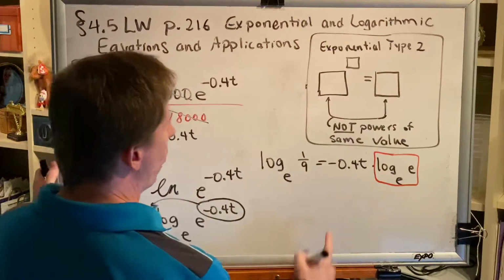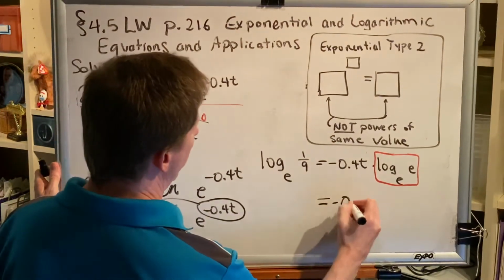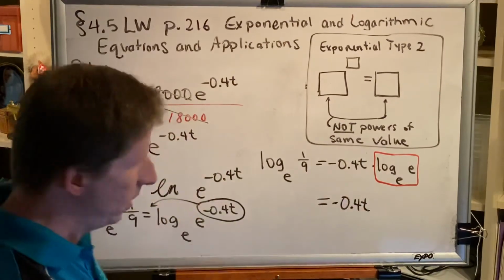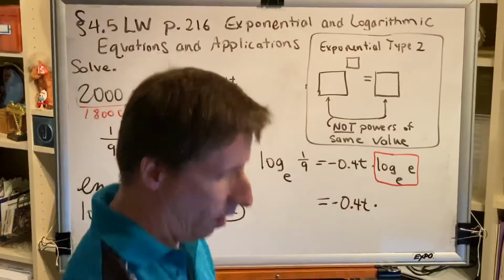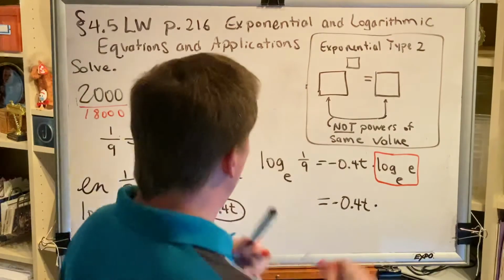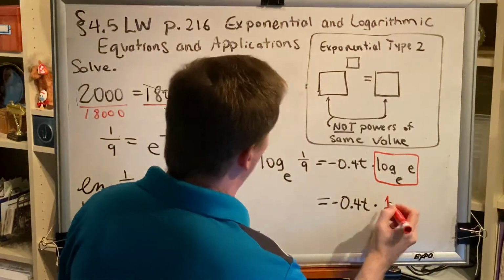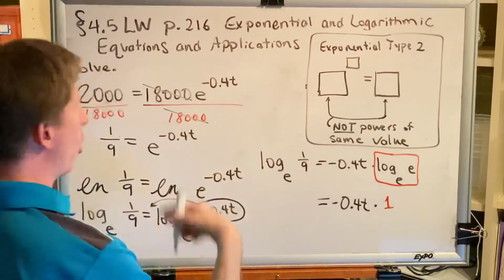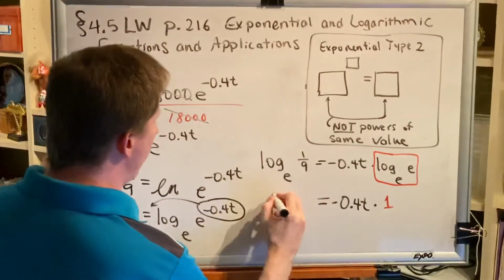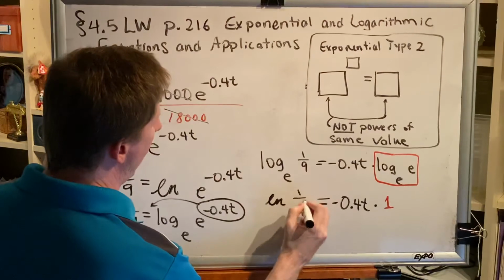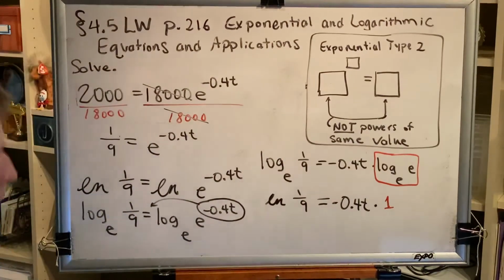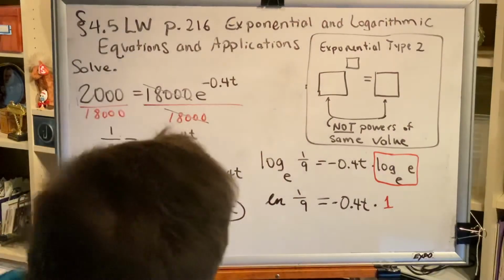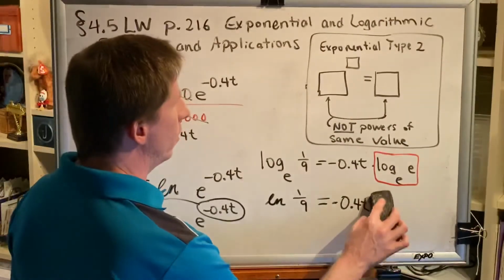All right, so we're going to rewrite our next line of algebra so that it ends with negative 0.4t times 1. And on the left side, instead of continuing to write log base e, log base e, log base e, I'm finally going to put this back to natural log. So natural log of 1/9. All right, we know that anything times 1 is itself. So I can just erase this, e.